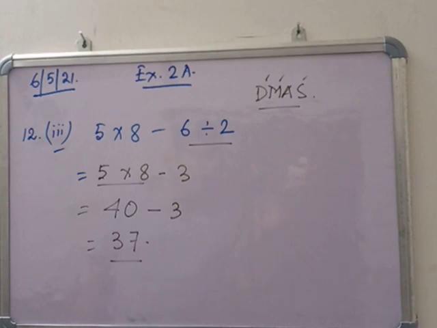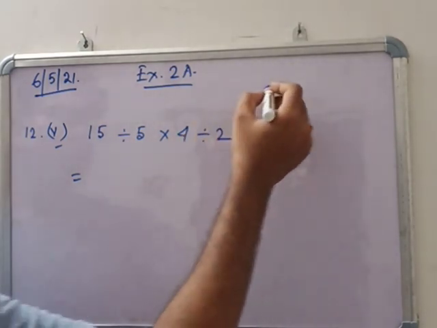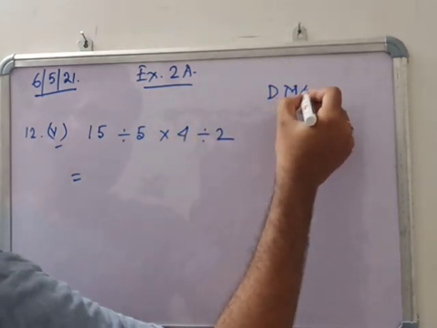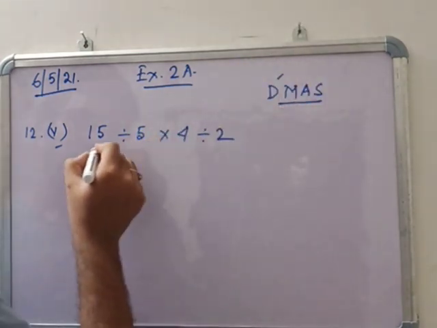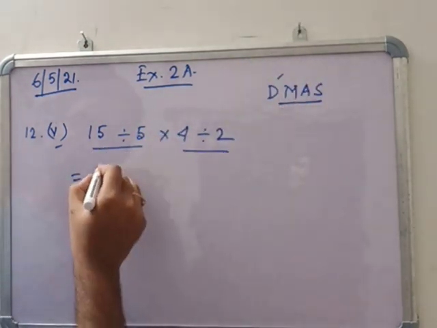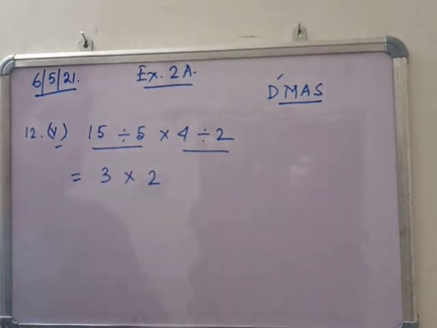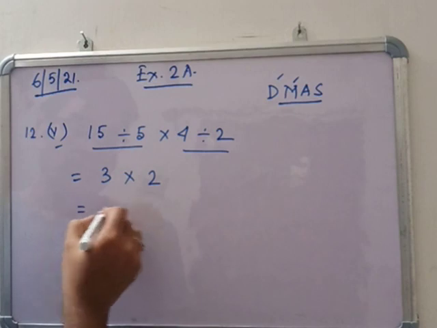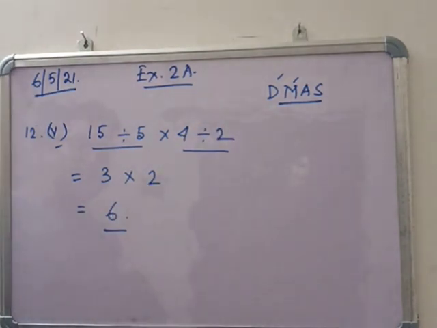Now, the next one. In 12(5), you are only following the DMAS rule. So here, division: this one and this one. So this is 3 and this is 2. Then multiplication, so this is 6. No addition and subtraction is there, so 6 is the answer.